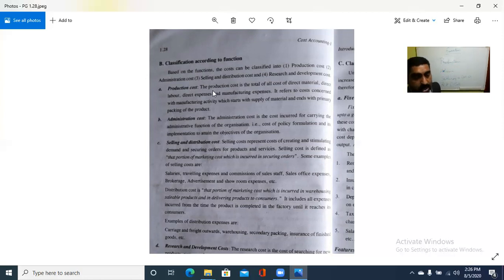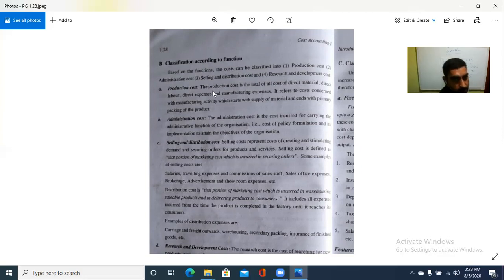So once again, production cost is the total of all the cost of direct material, direct labor, direct expenses and manufacturing expenses. So what all are there? Direct material, direct labor, direct expenses plus manufacturing expenses, means factory. ഇതാണ് production cost എന്ന് പറയുന്നത്. Direct material, direct labor, direct expenses and manufacturing expenses.